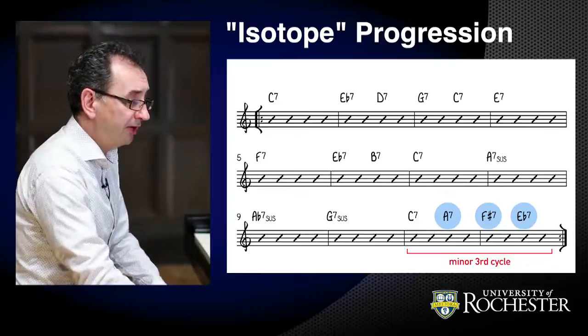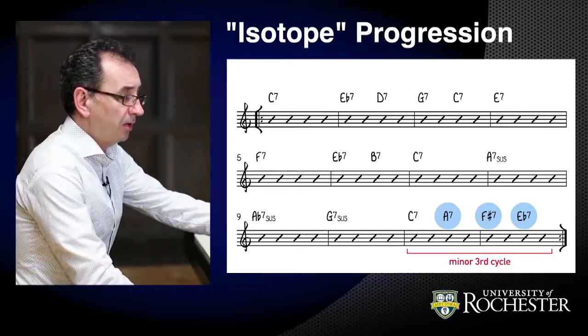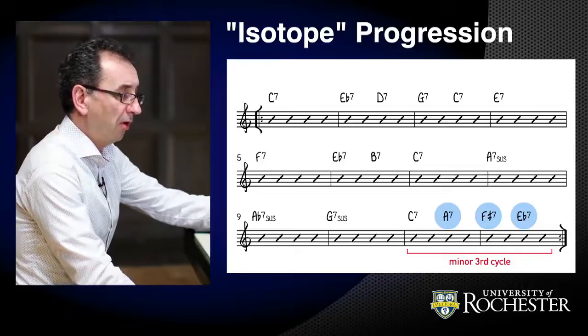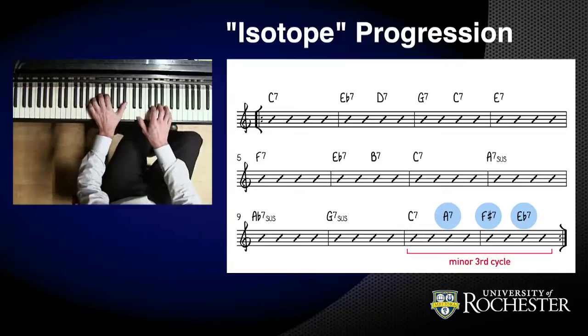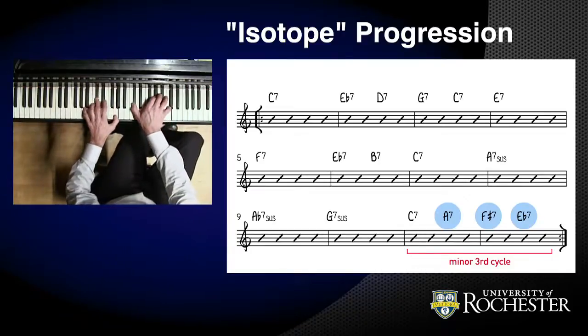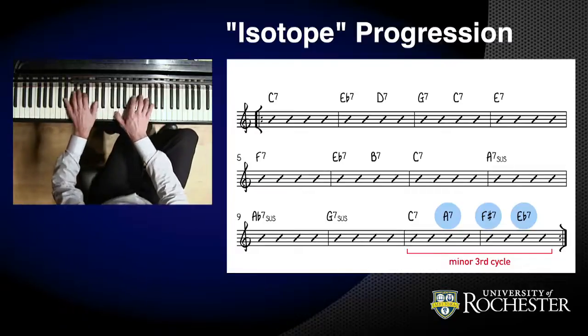Here is something very interesting. When you examine the root motion of the turnaround, it forms a symmetrical progression. It forms a minor third cycle. And Henderson basically uses the same chord qualities using that symmetrical progression.